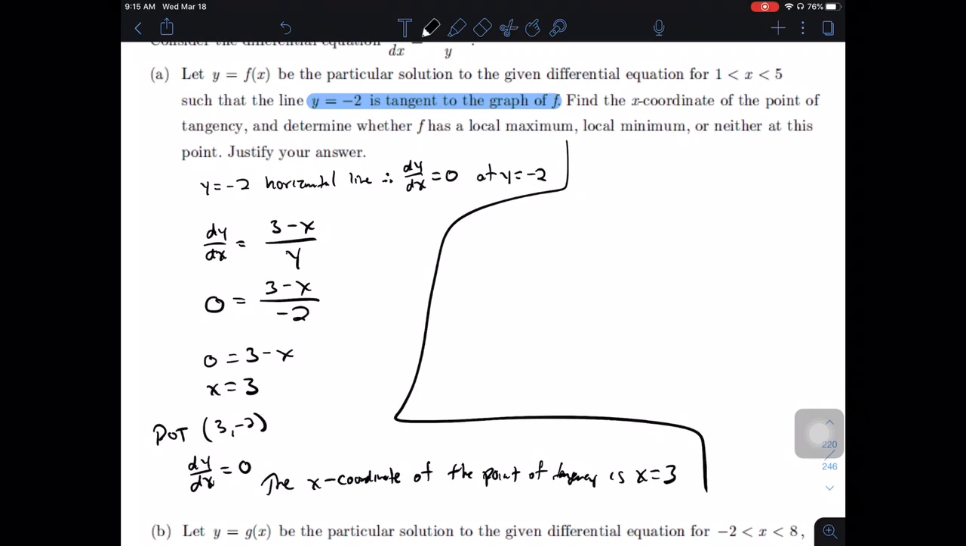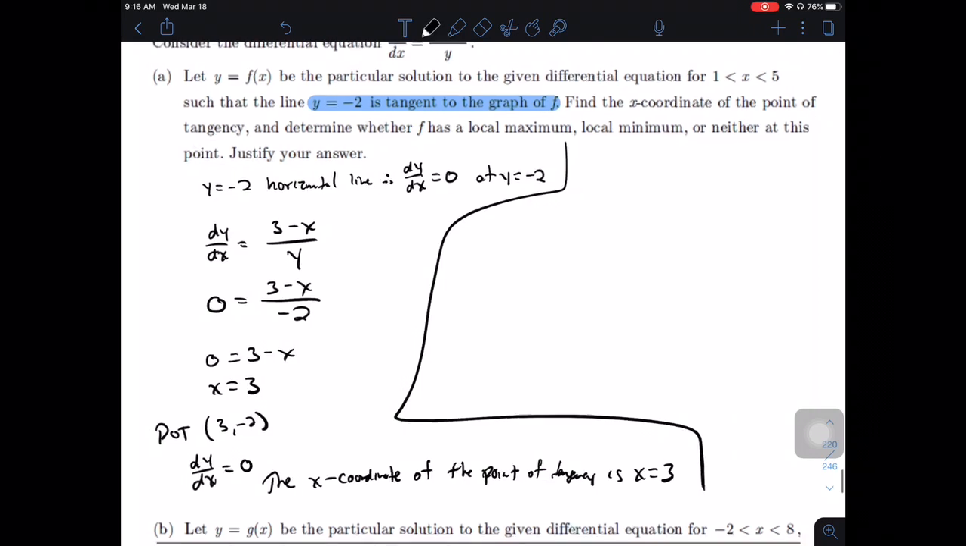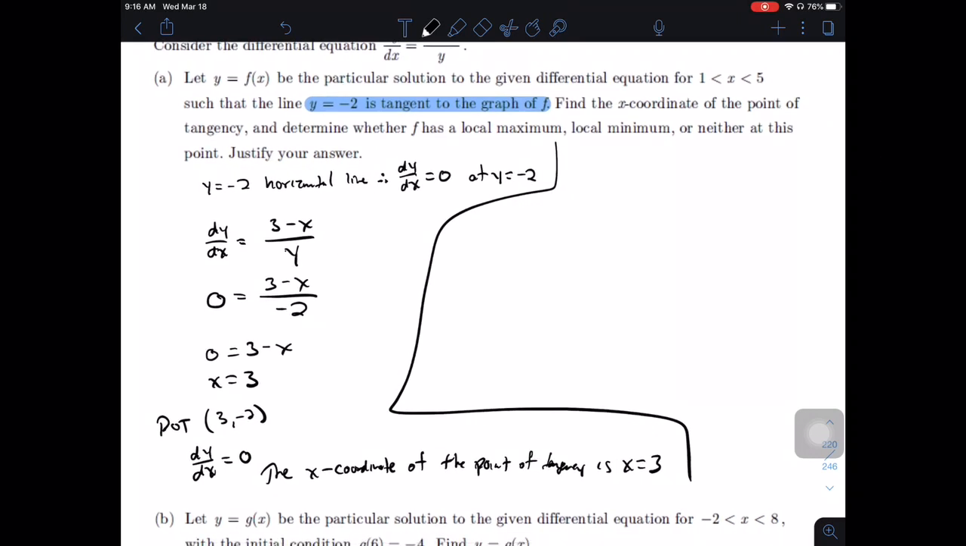Second question, determine whether f has a local maximum, minimum, or neither at this point. Justify your answer. Well, we know for sure that at the point 3, -2, there's a horizontal tangent line. So the question is, is it a minimum or maximum? It's got to be one of the two. In order for us to figure out if this point of tangency, which has a slope of 0 at that point, is a minimum or maximum, we can do the second derivative test. So let's do that.